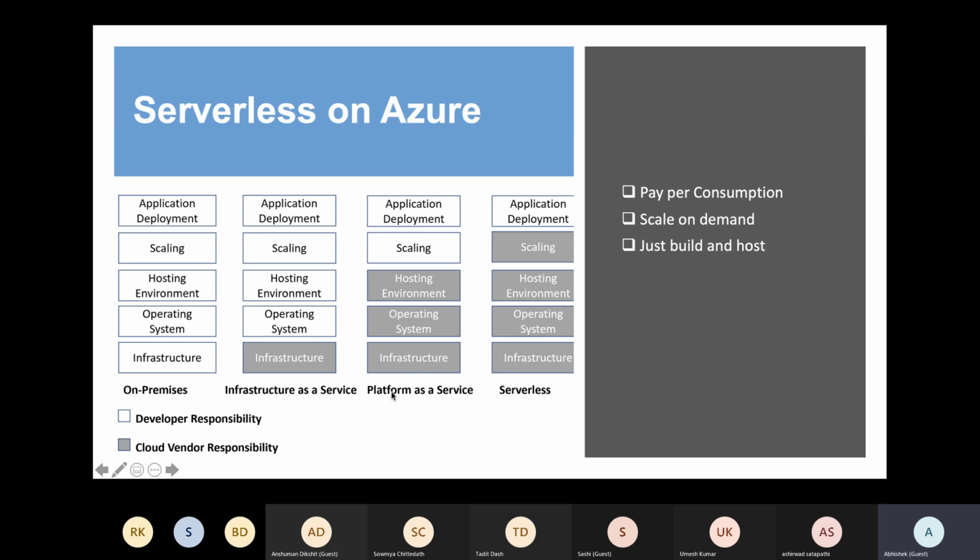Then we have another model called platform as a service. Here the infrastructure part is managed by the cloud vendor. The cloud vendor manages the operating system as well as the hosting environment. That is, you don't have control over the operating system, maybe Linux or Windows, the infrastructure, as well as the IIS environment or the hosting environment. Maybe in the case of .NET, we use IIS. In the case of Java, you can use Tomcat. You can have different kinds of hosting environments or hosting servers, right? So all these hosting environments, OS and infrastructure are taken care of by the cloud vendor.